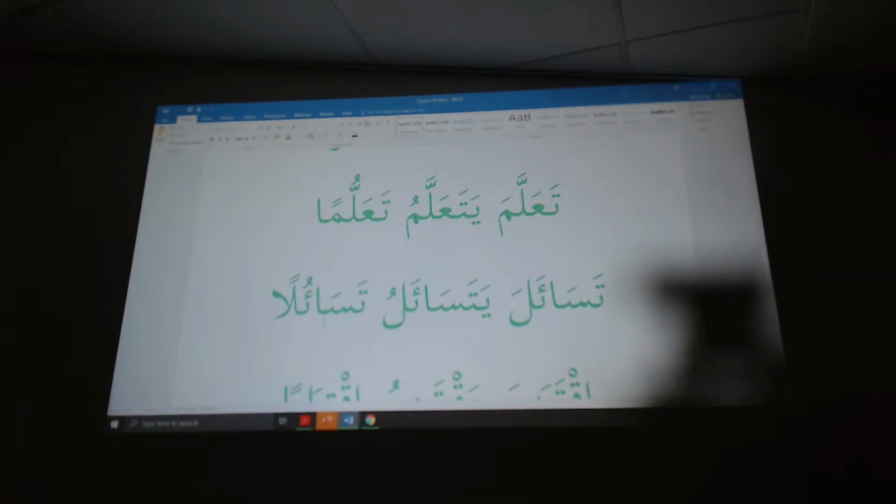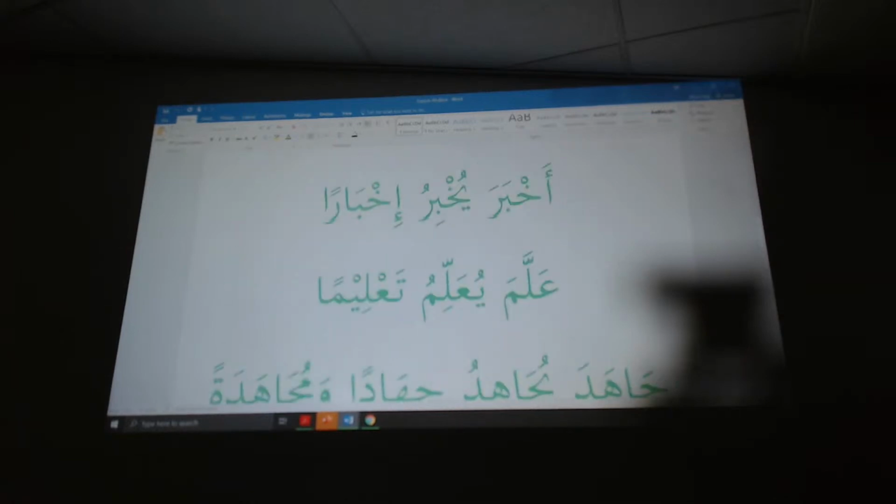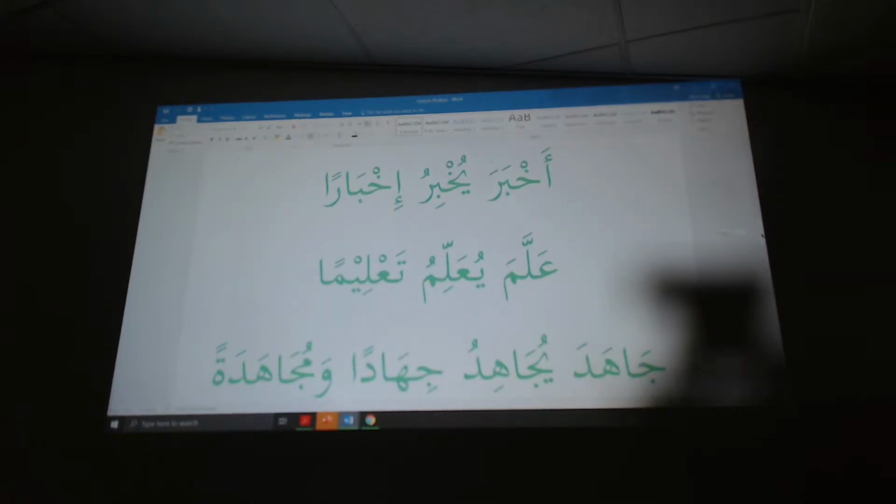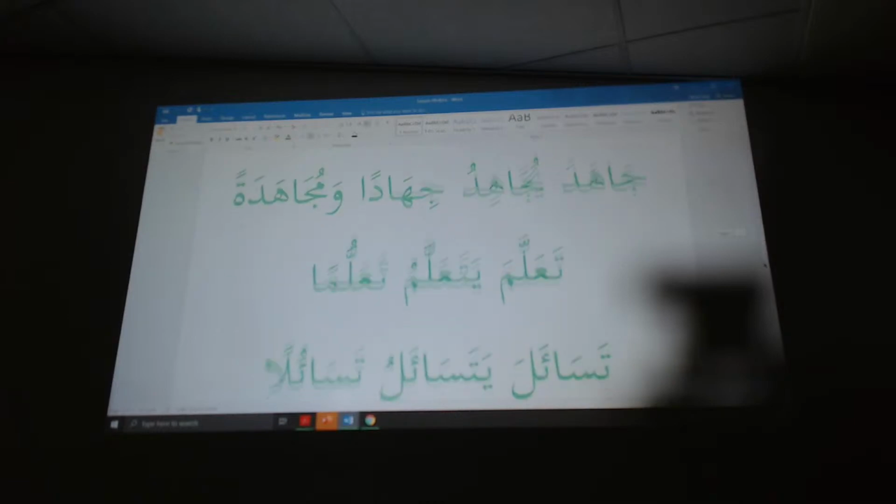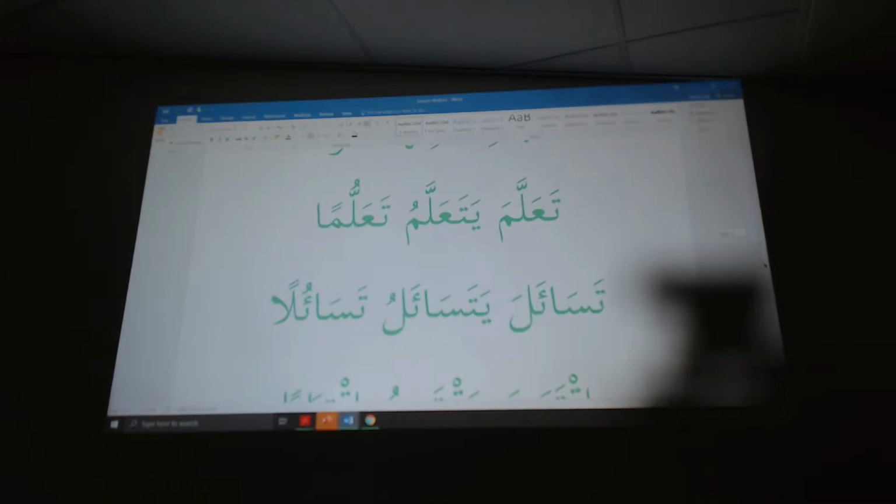Easy. So quick review of the families. You've got the first three: أخبر يخبر إخبارا، علم يعلم تعليما، وجاهد جهادا ومجاهدة. Easy. You follow the pattern with these. It's only in the commands and the nahi. الأمر والنهي. You're going to just think أخبر علم جاهد. When you come to the تعلم and the تساءل families, it's easy. Just follow it through all the way.